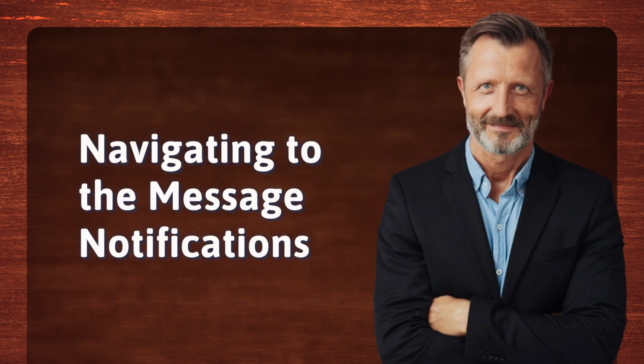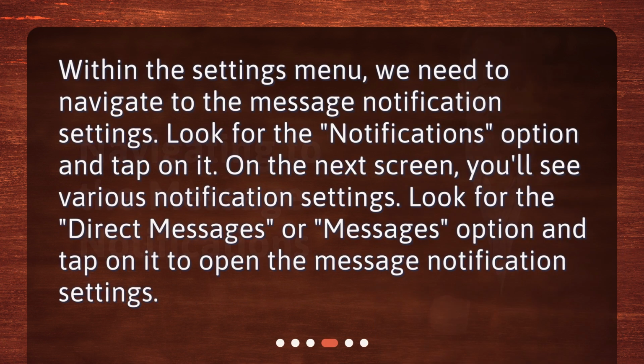Navigating to the message notifications. Within the Settings menu, we need to navigate to the Message Notification settings. Look for the Notifications option and tap on it. On the next screen, you'll see various notification settings. Look for the Direct Messages or Messages option and tap on it to open the message notification settings.